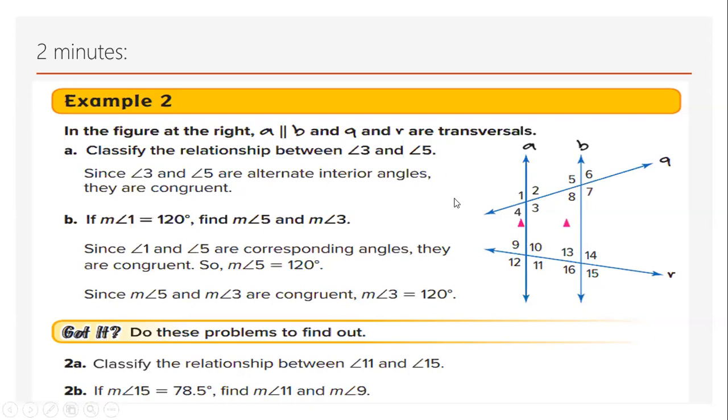Or angle 9 and angle 11 are vertical angles. So angle 9 and angle 11 are congruent. And we just proved that angle 11 is 78.5 because it corresponds to angle 15. So angle 9 is 78.5 because it's the vertical angle to angle 11.